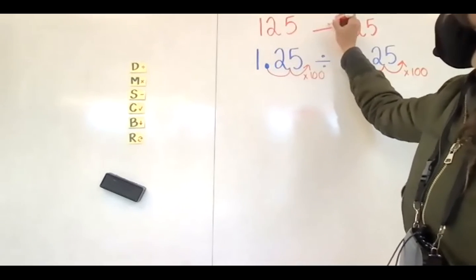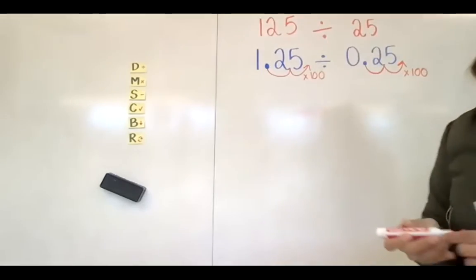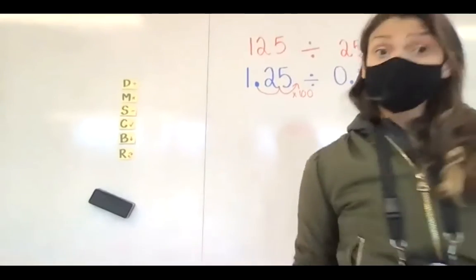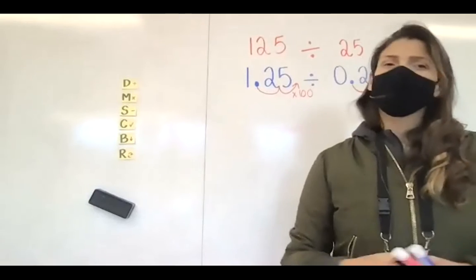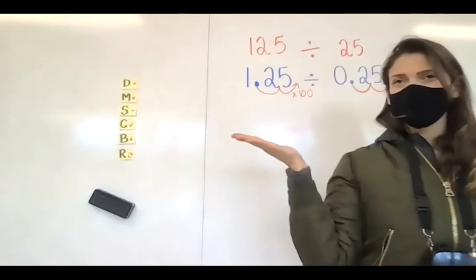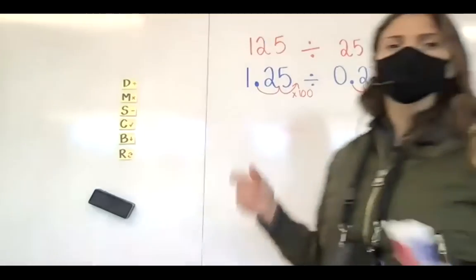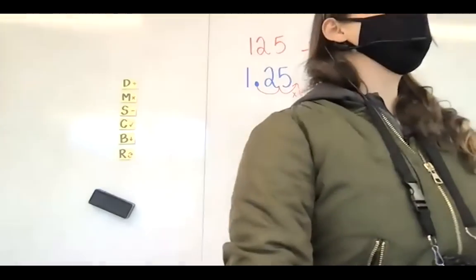125 divided by 25. If you know your 25 times table, which I told you you should know, just do it in your head. You don't need to do any work for this equation because 25 goes into 125 perfectly.